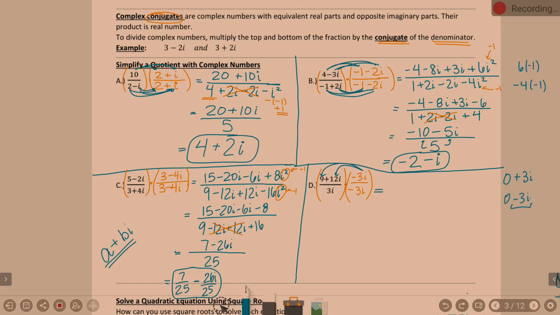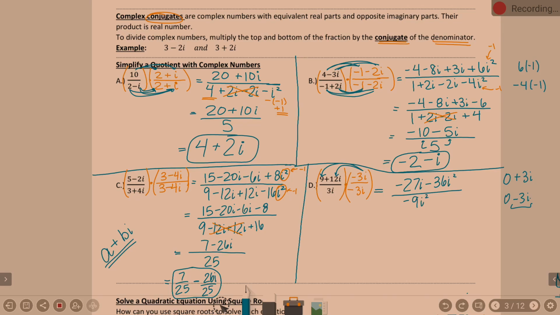9 times negative 3i, minus 27i. 12i times negative 3i, minus 36i squared. He's going to forget that squared, guys, but I'm not sitting beside him in homework to remind him. Okay, denominator. What is 3i times negative 3i? Minus 9i squared.